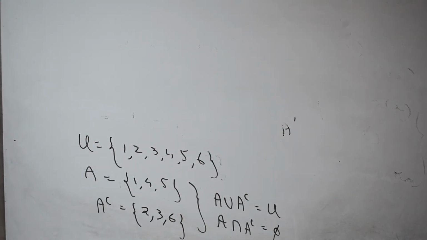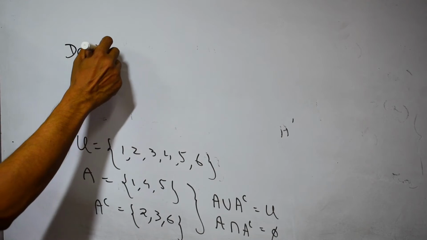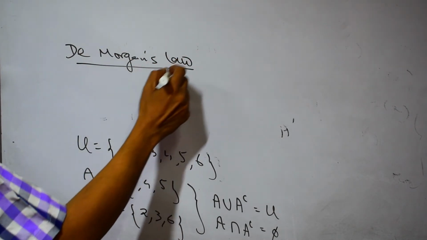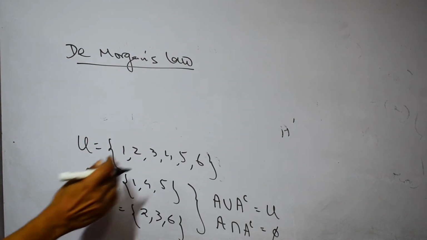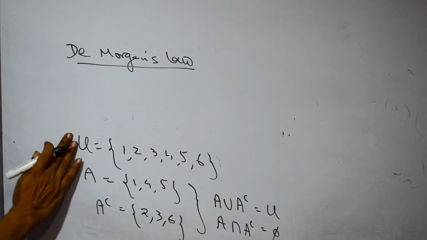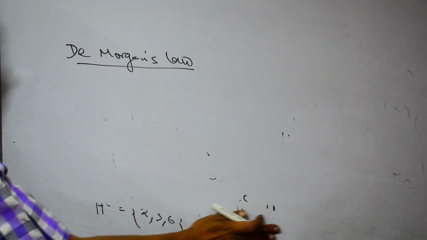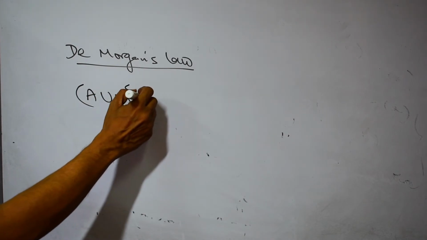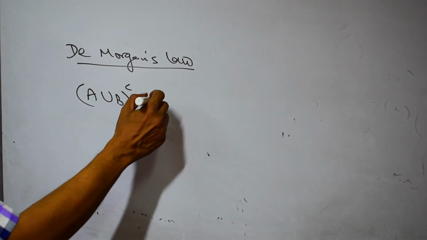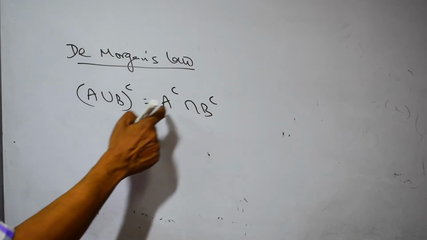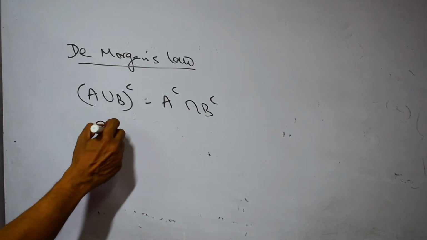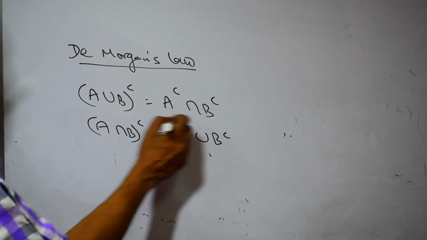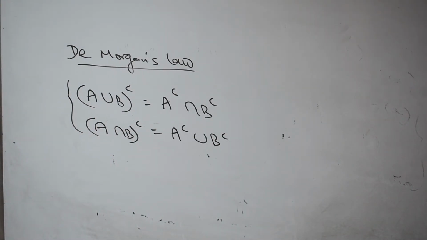Now a very, very important rule is De Morgan's law. De Morgan's law is a very important law. This law tells us what happens when a complement is taken. If I take a brief idea of the concept, then A union B whole complement, if I simplify, will be A complement intersection B complement. That means the sign will be reversed. And on the other hand, A intersection B whole complement will be A complement union B complement. This is a very important concept in De Morgan's law.